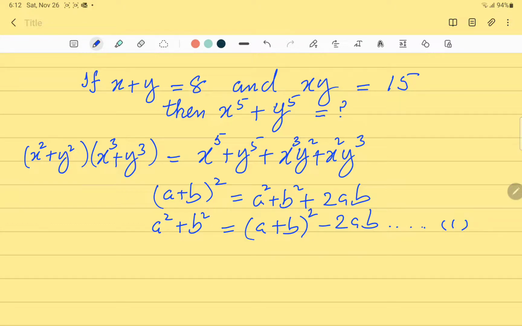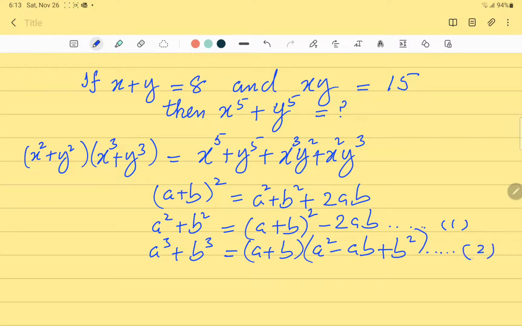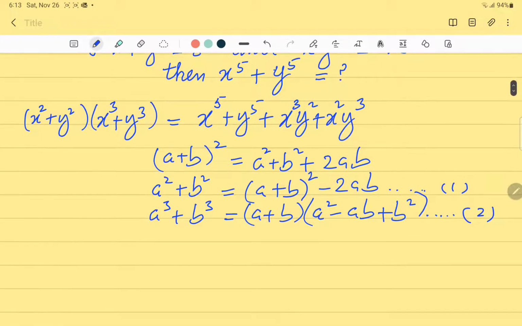And we also know that a cube plus b cube is equal to (a plus b) into (a squared minus ab plus b squared), and we call this number 2.